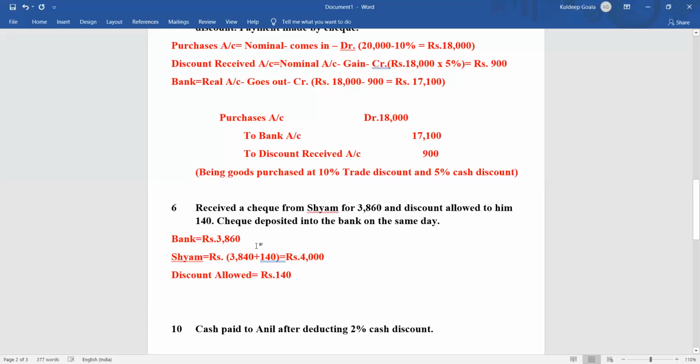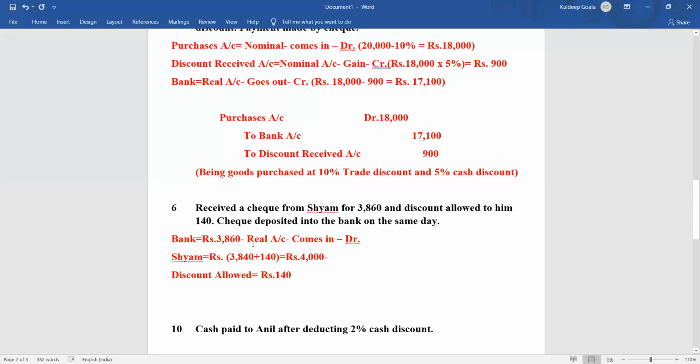So now we know that we are taking a check, right? Check will be a real account. Okay, if you do it in the name of personal account, then also it will be correct. So check, a real account, we are receiving it from Sham. So check comes in, what will happen? Comes in, debit. Okay, it is coming to us. Coming to us means we are directly depositing in the bank, so that is related to us only. The money is coming to us, so real account comes in debit.